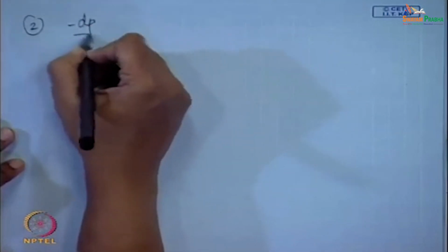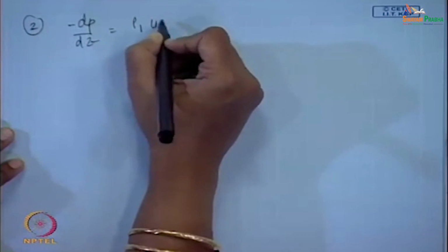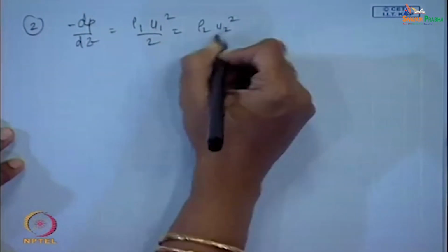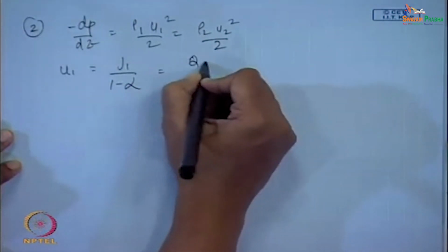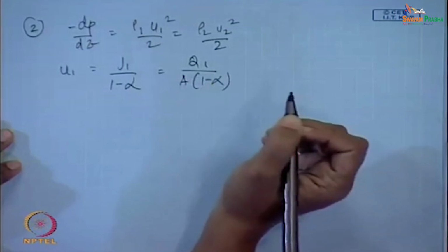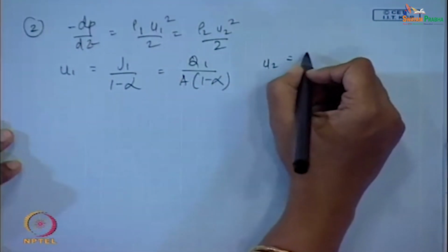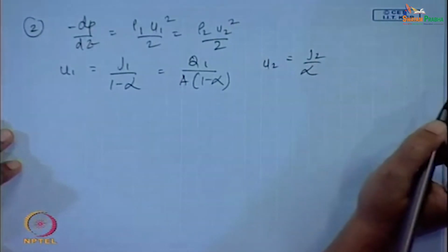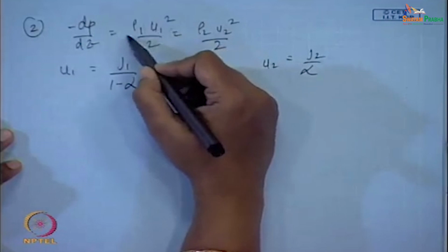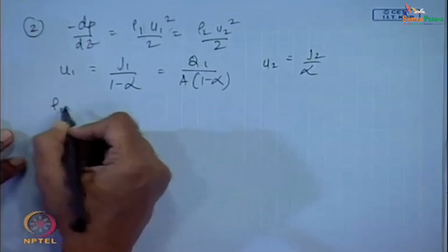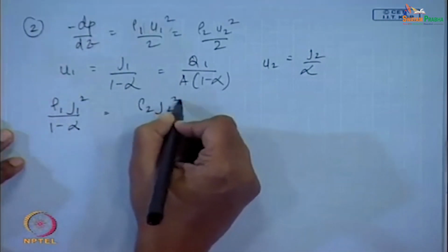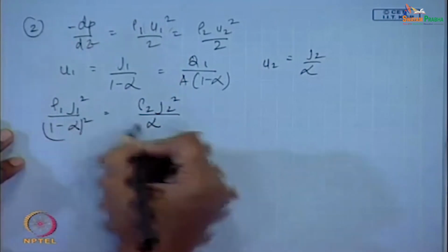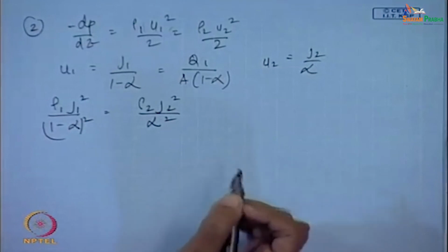The equation was minus dP/dz equal to rho1 u1 squared by 2 equal to rho2 u2 squared by 2, is it not? In this particular case, we know u1 equals j1 by (1 minus alpha), agreed. This is nothing but q1 by A into (1 minus alpha). Same thing, u2 will be equal to j2 by alpha, fine. So instead of rho1 u1 squared, what can we write? We can write rho1 j1 squared by (1 minus alpha) equals rho2 j2 squared by alpha, sorry. Can we write down this particular equation, yes or no?